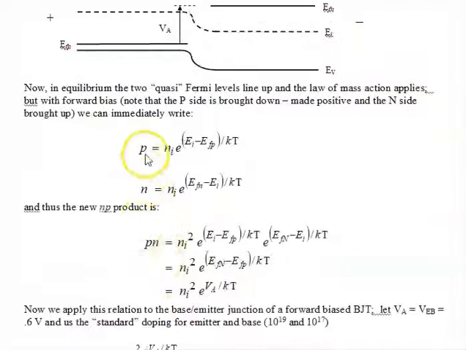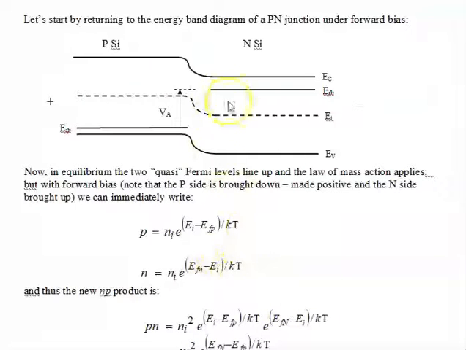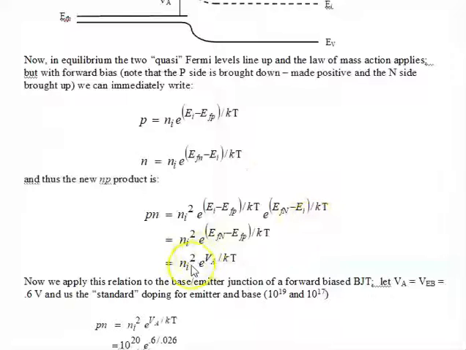And we can multiply the left side together. We multiply the right side together. And the E sub i's cancel out. So we have E sub Fn, which is positive, minus E sub Fp. And we see that E sub Fn minus E sub Fp is equal to the applied voltage, V sub A.